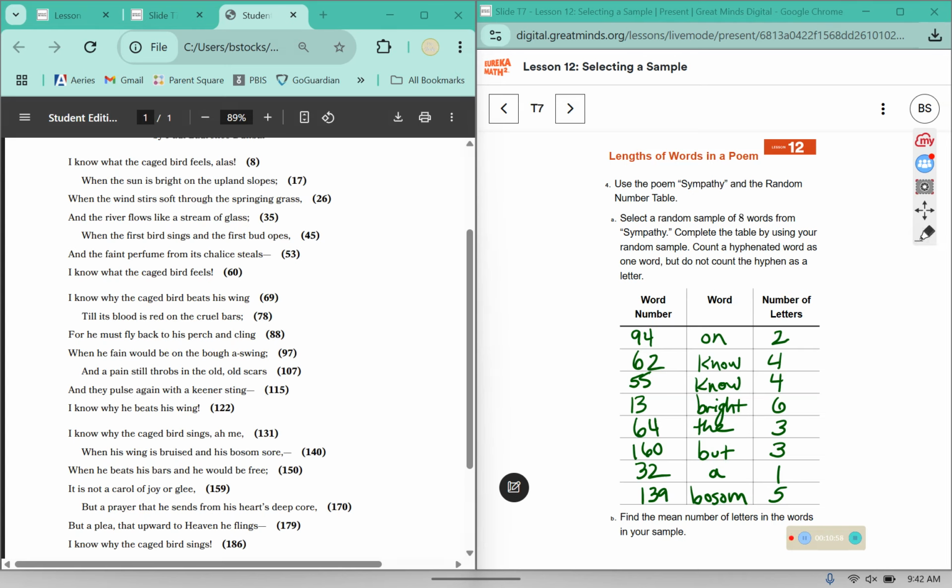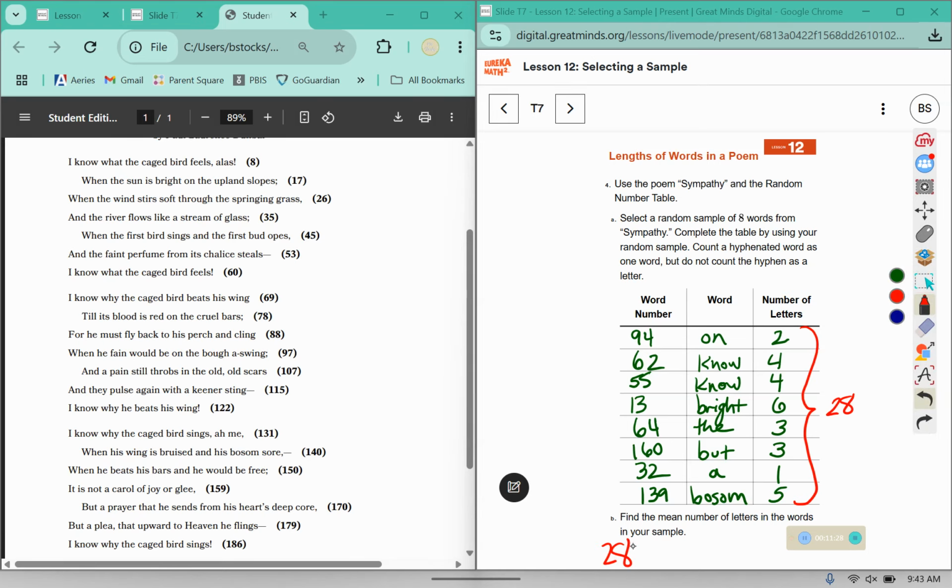Now we need to find the mean. So you're going to start by adding all of these values together. Just the numbers of the letters. Don't worry about the word number. That was just used to help us figure out where in the poem the word was. So 2 plus 4 plus 4 plus 6 plus 3 plus 3 plus 1 plus 5 is 28.